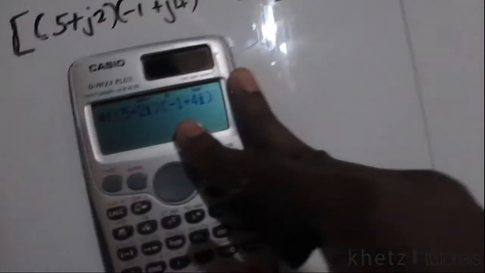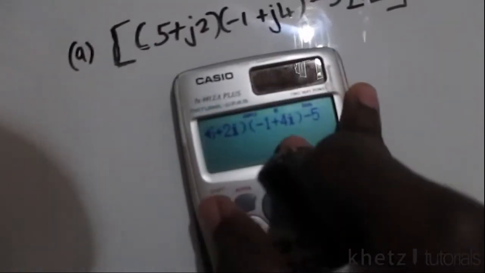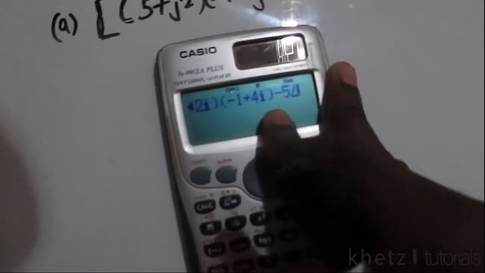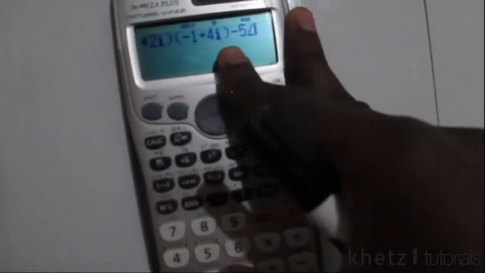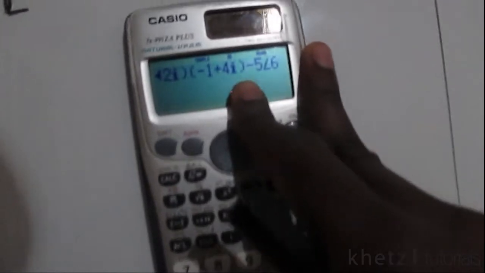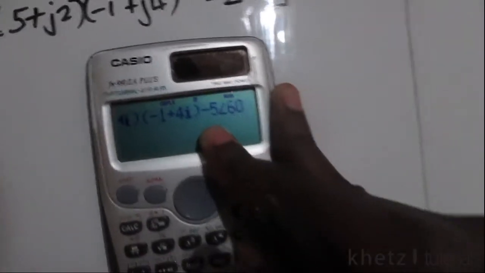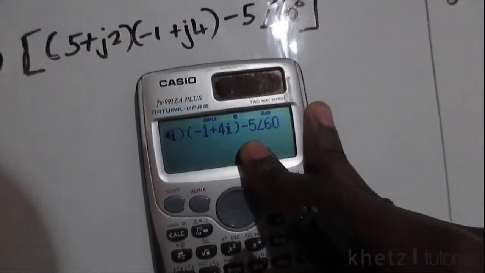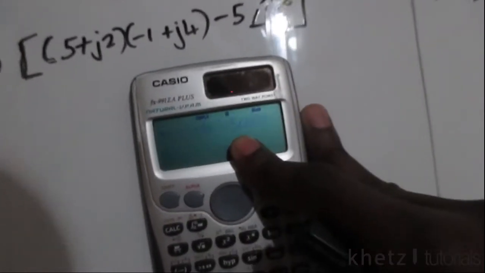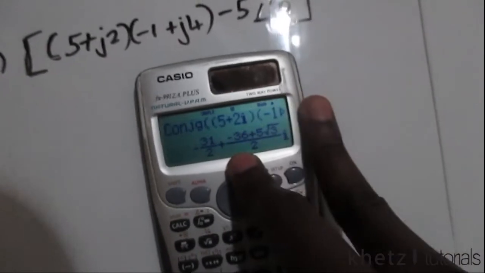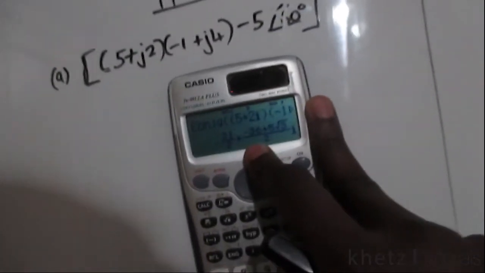And you're going to subtract 5, then press shift to do this phase angle thing. So press shift and then go to this button over here, which looks like a dash in brackets. You're going to enter your angle, which is 60 in our case. Then you're going to close the bracket, so make sure everything matches up. Then you're going to press your equal sign. This gives you the answer which you're actually looking for.